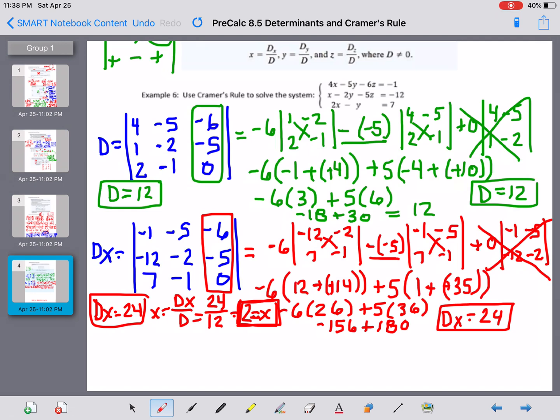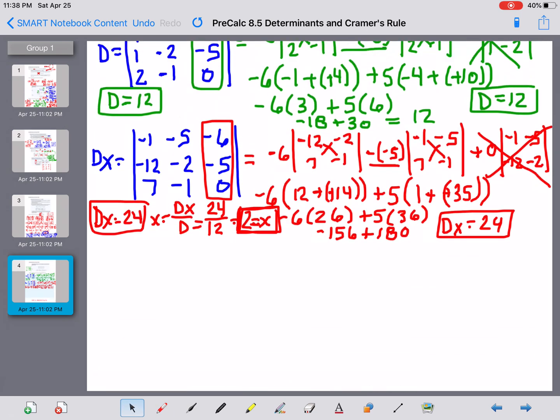All right, how much more room do I have on this paper? Yeah, I've got a little bit. Okay, we've got our dx. We're going for our dy.